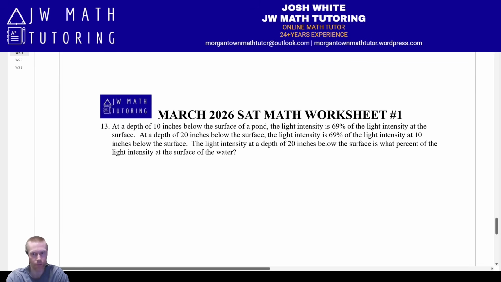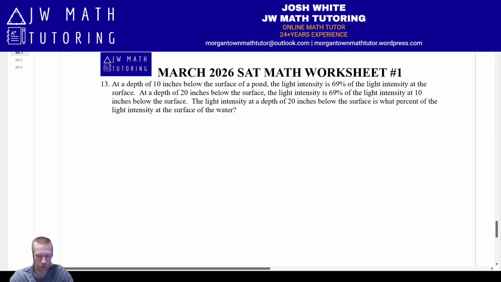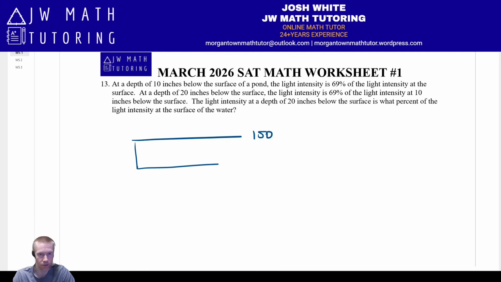Okay, moving on to the top of the next page. So the last problem here, number 13. This is really just a basic exponential function type problem. Essentially, you're saying that you have something at the surface, say light intensity is 100. Okay, and then when you go down 10 inches, it's now 69% of that. So 69% of 100 would just be 69.